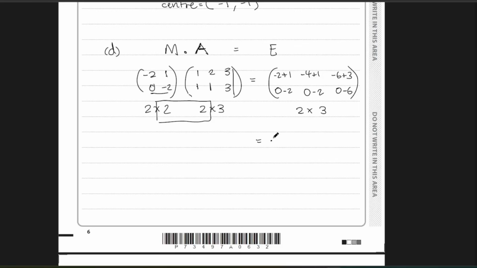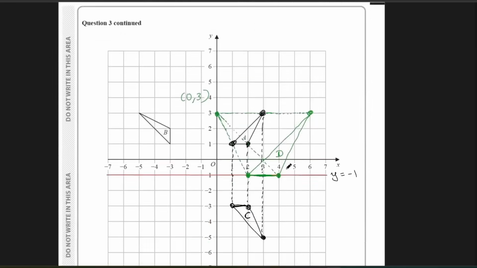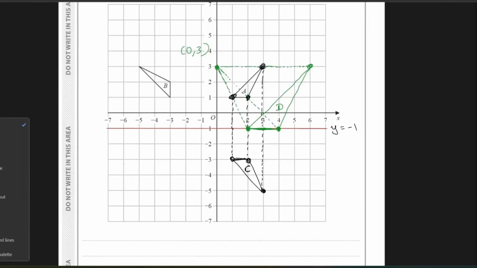Okay, so we end up getting this matrix -1, -3, -3, -2, -2, -6. So these are the coordinates of triangle E. The first vertex is (-1, -2). Let's use a different color for this. (-1, -2), where is it?